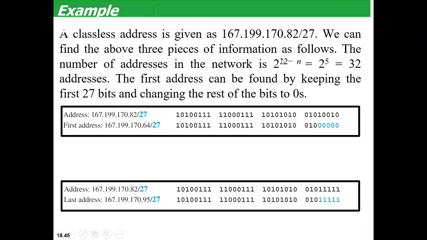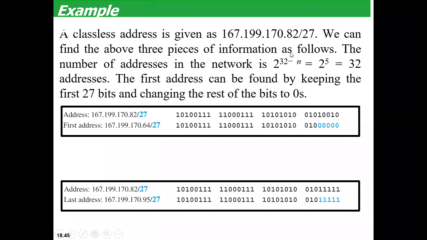So this is the address they are given. From the address, we need to get the 3 pieces of information. What are the 3 pieces of information? The first piece of information is the number of addresses in the network. So 2 power 32 minus n. Sorry, what is the prefix length? Here n, this small n, represents the prefix length. What is the prefix length given over here? Prefix length given over here is 27, correct? I already told you, slash followed by the number gives the prefix length.